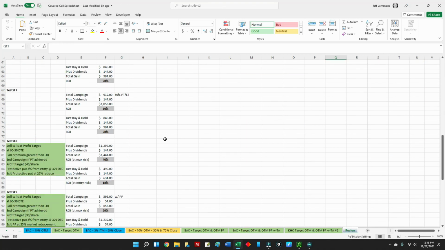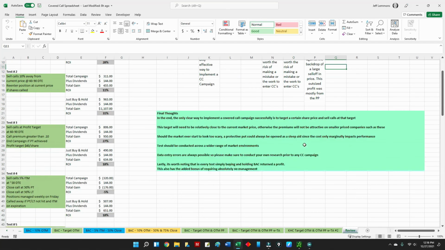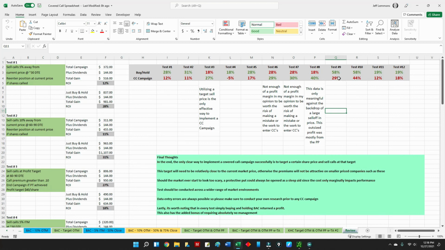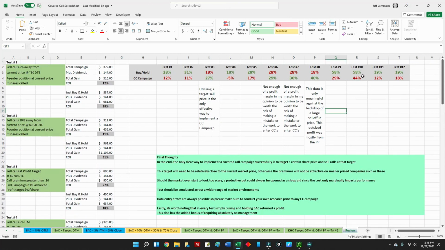Test number nine, sell calls at the profit target again at 60 to 90 days, again using the protective put, and then exiting at 25% market decline. You can see here, test number nine, the buy and hold was the winner. That was the one where we used technical analysis. And then test number 10 was the same, using technical analysis. The only difference here is this time we didn't use the protective put.